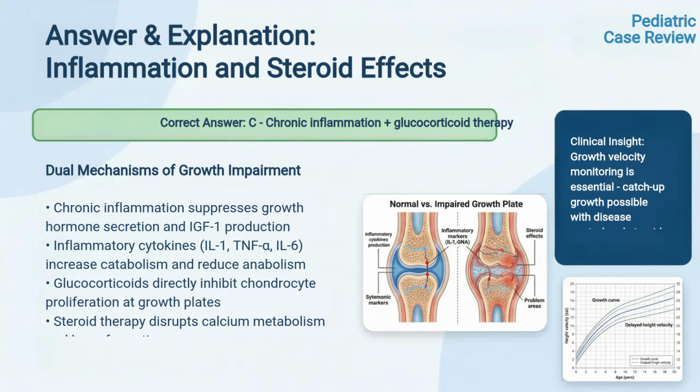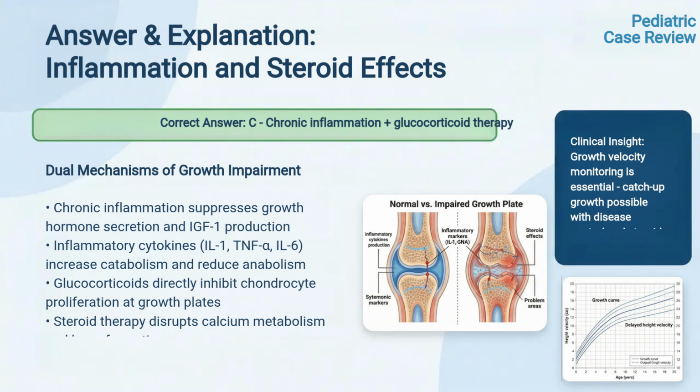First, chronic inflammation suppresses growth hormone secretion and insulin-like growth factor 1 production. Inflammatory cytokines including interleukin-1, tumor necrosis factor alpha, and interleukin-6 increase catabolism and reduce anabolism at the growth plate. Second, glucocorticoids directly inhibit chondrocyte proliferation at growth plates and disrupt calcium metabolism and bone formation. The Cushingoid features on examination confirm significant steroid effect. Clinical insight. Growth velocity monitoring is essential in all children with juvenile idiopathic arthritis on long-term therapy.